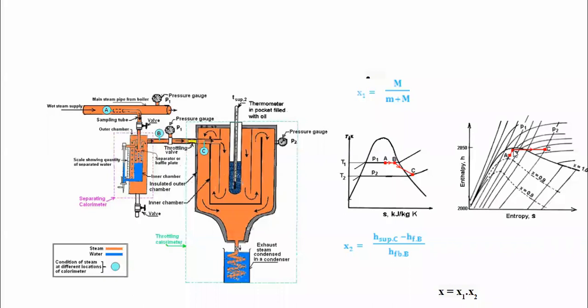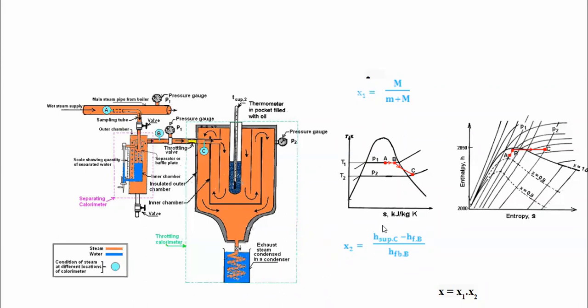So when you move from a higher pressure P1 to a lower pressure P2, along a constant enthalpy line, you see that you end up in the superheated region. You end up at a lower pressure P2. We can find the enthalpy of the superheated steam, and there would be one unknown over here, that is the x2, and x2 is determined by this equation.